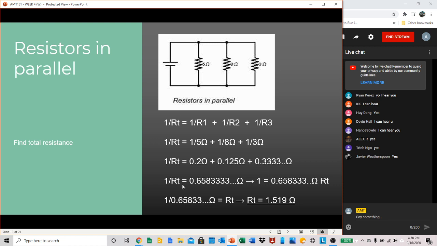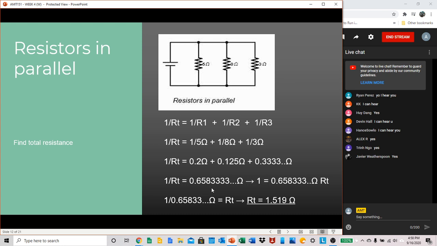So here we have 1 over our total resistance equals 0.6583 repeating ohms. Okay, that's what we got with all these calculations. Now, people forget this step right here and they think, oh, that's my total resistance. But you cannot leave it 1 over RT. We have to move that 1. We are looking for the total resistance, not 1 over the total resistance, okay?